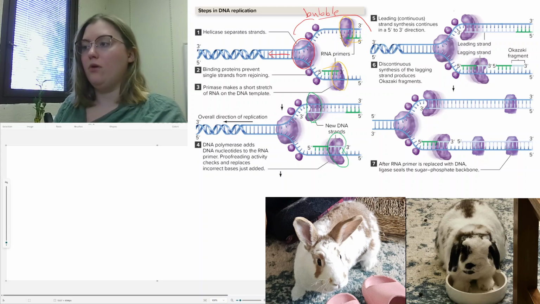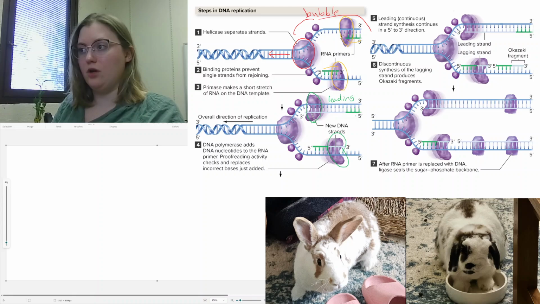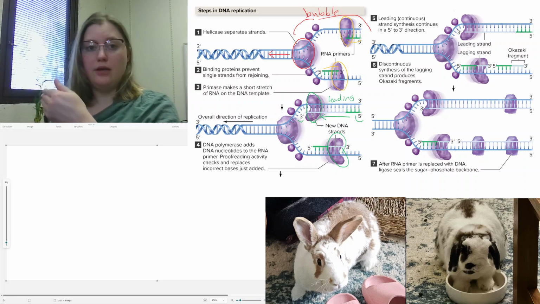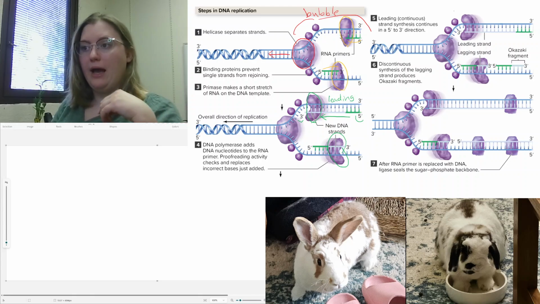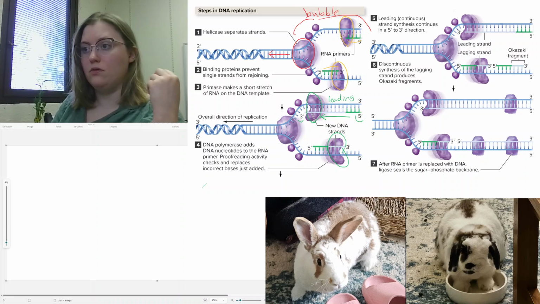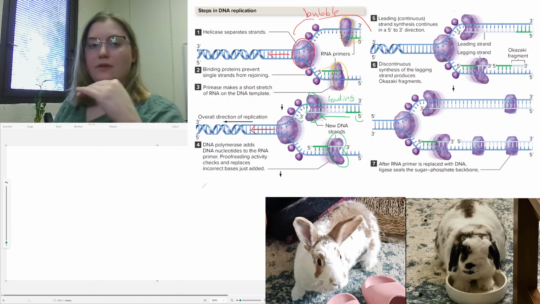Okay, now this strand on the top is our leading strand. The new DNA that we are making here is going from 5' to 3'. So DNA polymerase can continue moving as helicase moves, right? Because helicase is moving in the same direction.